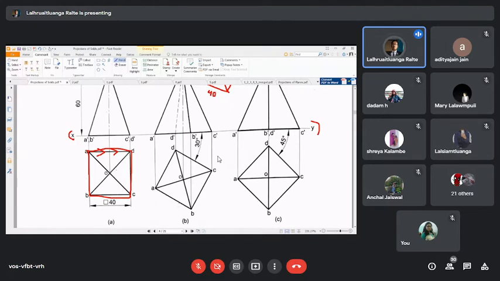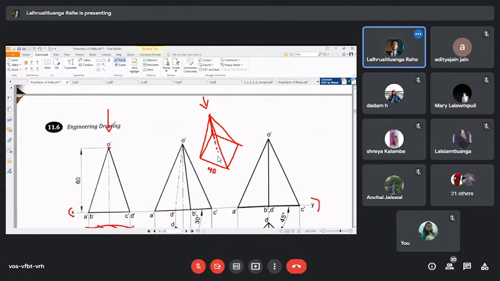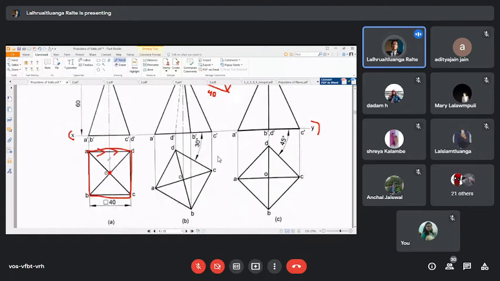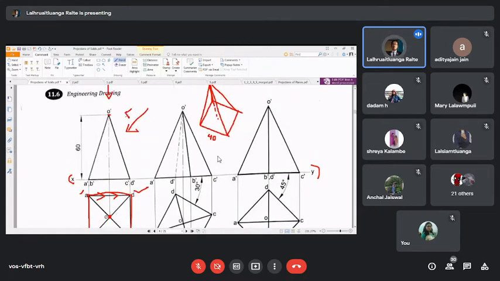So this point O itself is the tip of the pyramid. So when we look from above, we are seeing this. Basically it looks like a square with two diagonals crossed, as simple as that. And as it is a top view, we are annotating it with small letters a, b, c, d.